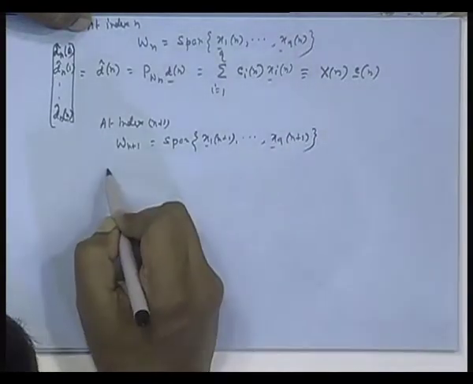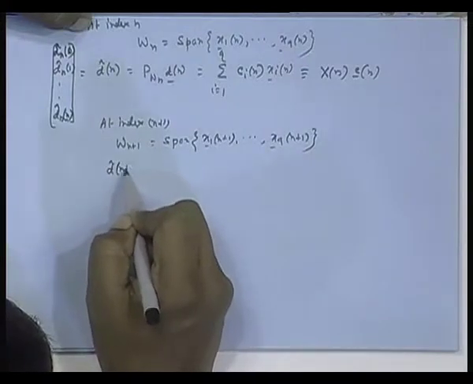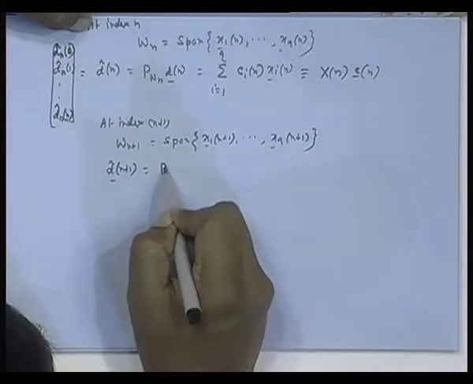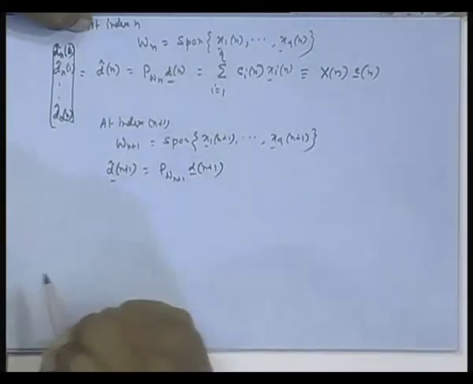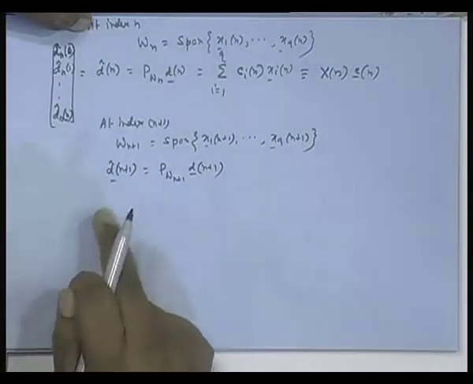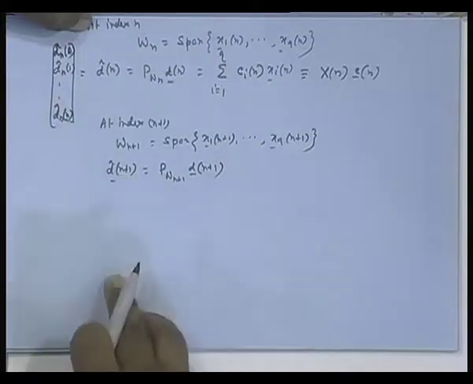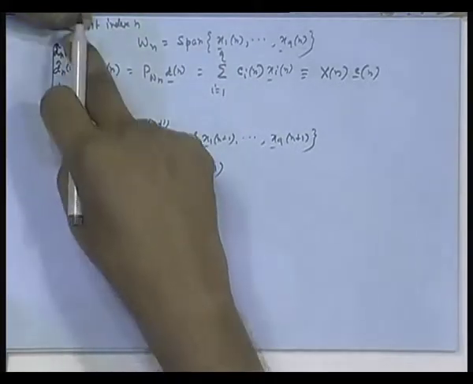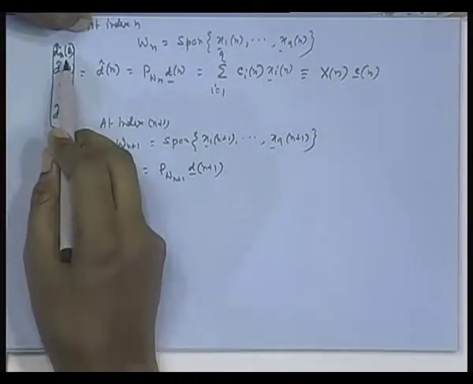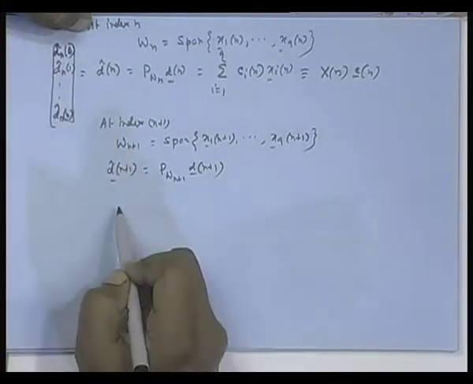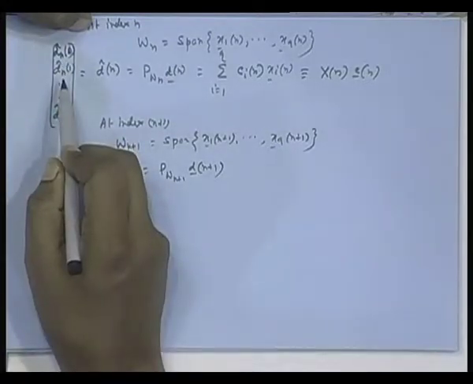And you want to find out d cap n plus 1 as p w n plus 1 d n plus 1. But you understand that this vector, even though its length is n plus 2 and this is length n plus 1, the 0th entry here will not be the same as the 0th entry here. Please see this, this is crucial. The first entry here will not be the first entry here.